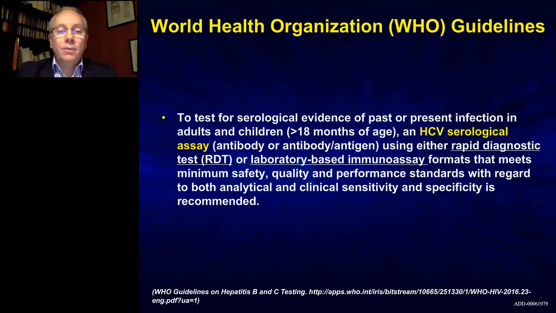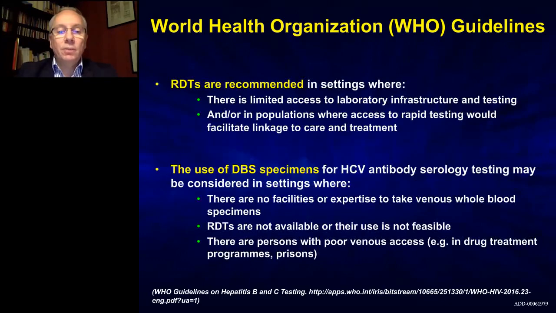Finally, RDTs are recommended in specific settings where there is limited access to laboratory infrastructure and testing, and/or in populations where access to rapid testing would facilitate linkage to care and treatment. We have the use of dried blood spots, another type of assay, which I will show you in a minute. The use of dried blood spot specimens for HCV antibody serology testing may be considered in settings where there are no facilities or expertise to take venous whole blood specimens, RDTs are not available or their use is not feasible, and there are persons with poor venous access, such as patients who are in drug treatment programs, prisoners, etc.